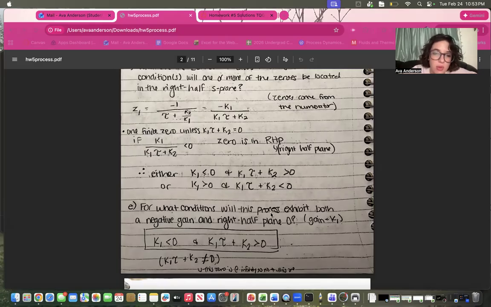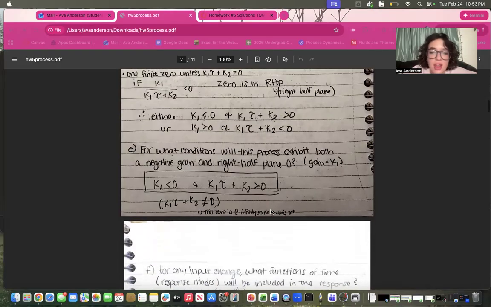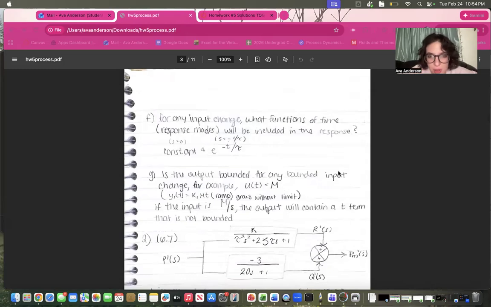And then from there, what conditions will the process exhibit both a negative gain and a right half plane zero? Gain equals K1. You end up having to pick K1 is less than 0 and K1 tau plus K2 is greater than 0. And then for F, for any input change, what modes of time will be included in the response.